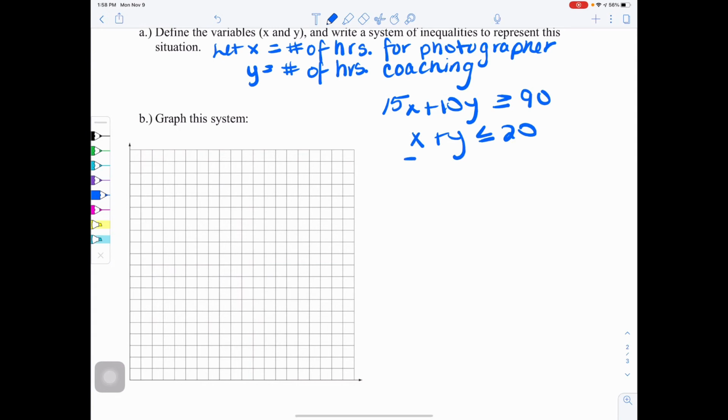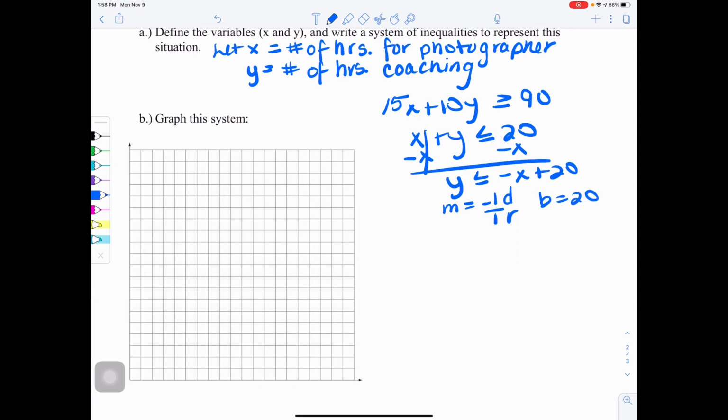I'm going to get this in mx plus b form by subtracting x. And I get y is less than or equal to negative x plus 20. So now I know my slope is negative 1 over 1, which means I'm going down and right. And my y-intercept is a 20. If you wanted to take your graphing calculator and type this in as if it were an equation just to get the table of values and use the table of values instead, you could.